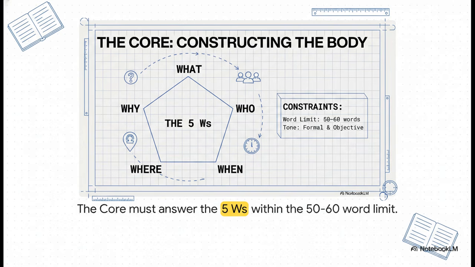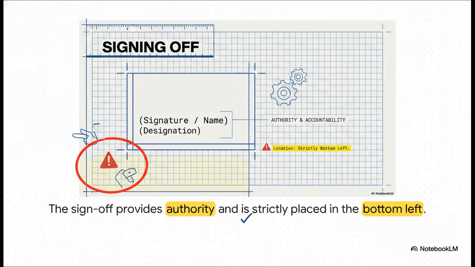Next up is the core of your notice, the body. Now, your only job here is to answer the 5 W's. What is happening? Who is this for? When will it happen? Where will it take place? And why is it happening? You've got to do all of that within a strict 50 to 60 word limit and keep the tone formal. No fluff, just facts.